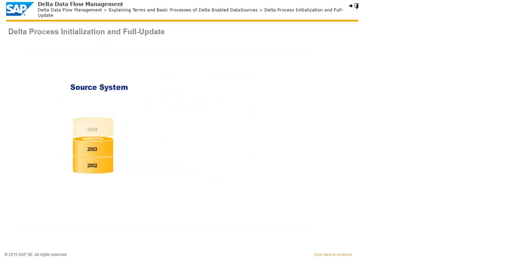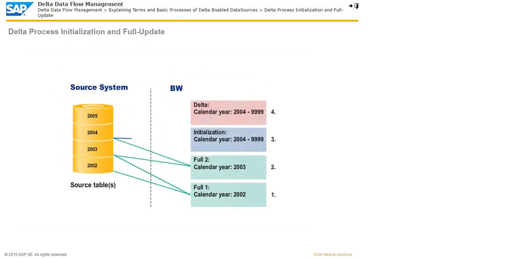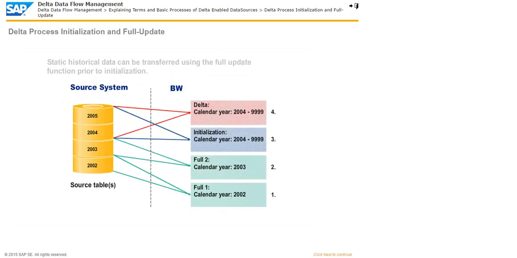You can reduce the volume of data in the delta process initialization and thus reduce the processing time by transferring historical data beforehand by full update. Historical data in the source system is considered to be static because no further changes are made to it. A prerequisite is that the data extracted by the full update method must be static, so there can be no changes made to these data records at a later date.